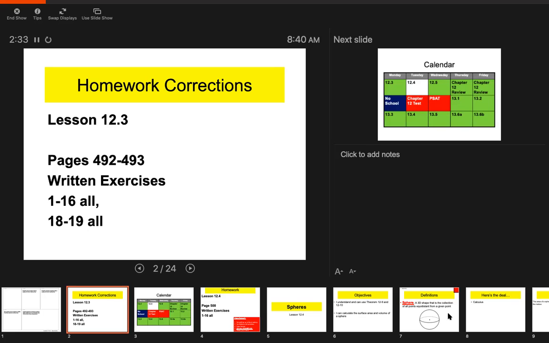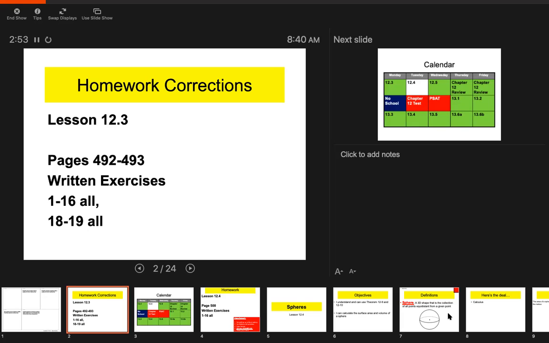I'm going to grade whatever you turn in through 16, and I'm just going to call out 18 and 19. So I'll grade the ones that I did not call out. Number 18, the wider one, the short cylinder holds more. Its ratio is 2 to 1. And 19, that ratio is 1 to 3.